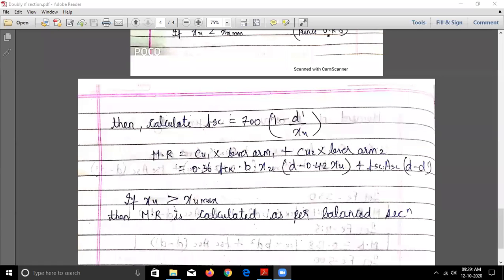So now take down the first question. A reinforced concrete member 300 by 600 mm overall is reinforced with 3 bars of 25 diameter on the tension side and 2 bars of 20 diameter on the compression side.